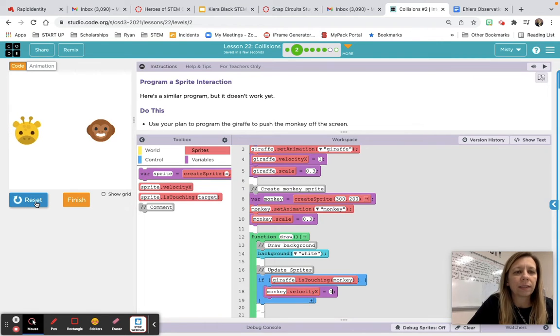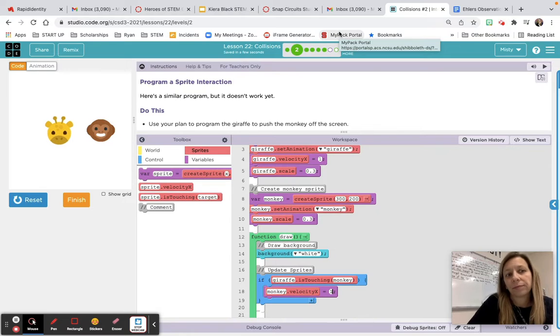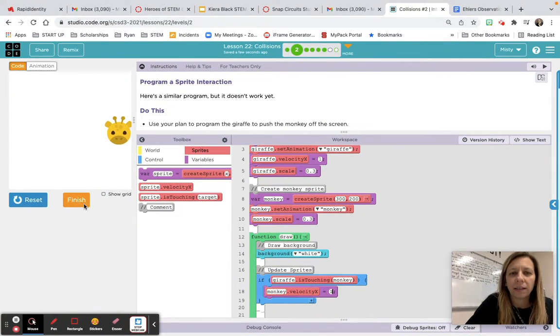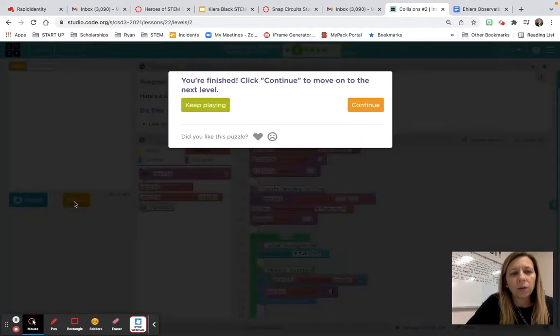Let's see if that indeed works. As you can see, the giraffe is pushing the monkey off the screen. So yay, that works. We're going to learn a block that will do that for us, so we don't have to use those conditionals every time. So let's keep going.